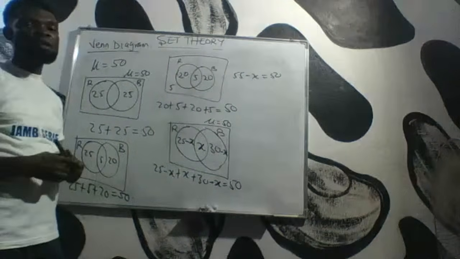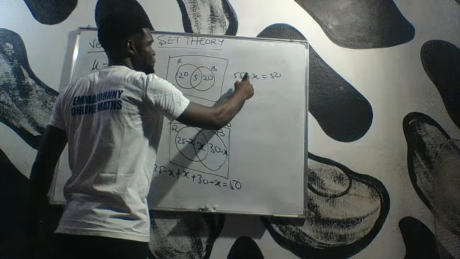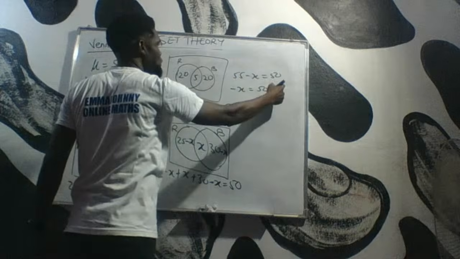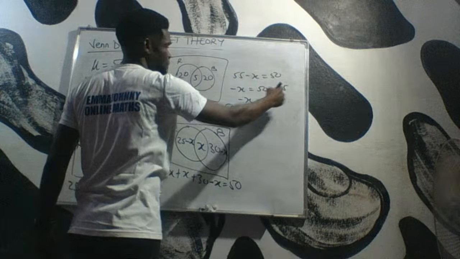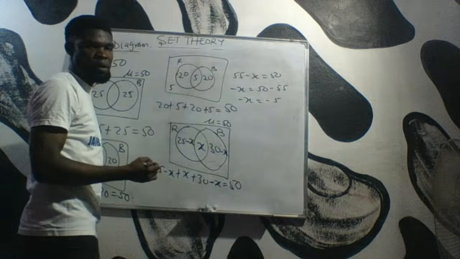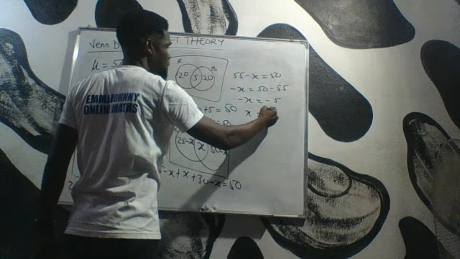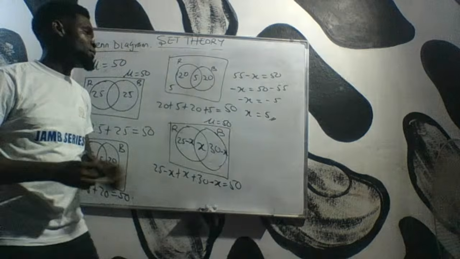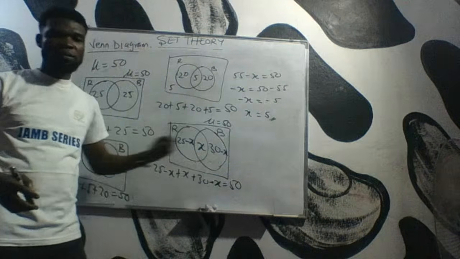So at this point, I'm going to collect like terms. 55, okay, I have minus X equals 50. 55 will move to this side and become minus 55. So that minus X is equal to 50 minus 55, which will give us minus 5. Meaning that X will be equal to minus, and the minus will go, or you multiply through by a negative sign, that will give you 5. It therefore means that 5 students ate rice and beans.